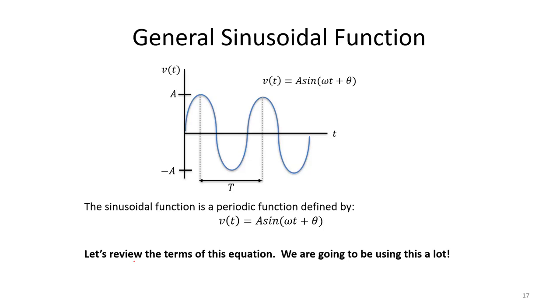When we talk sinusoids, we often refer to the general sinusoidal function shown here. If we have some voltage signal or some function v of t, we often write sinusoids in the form A sine(omega t plus theta). So let's just briefly review the key terms of this sinusoidal function. Some of these may be familiar to you from math class or physics class, but we're going to use this a lot, so please make sure you remember these terms.